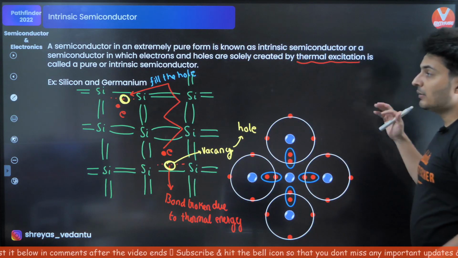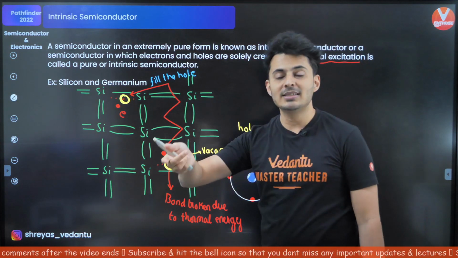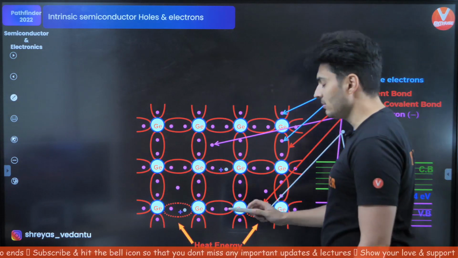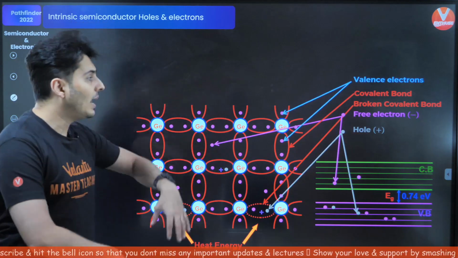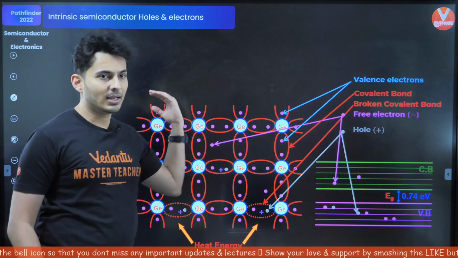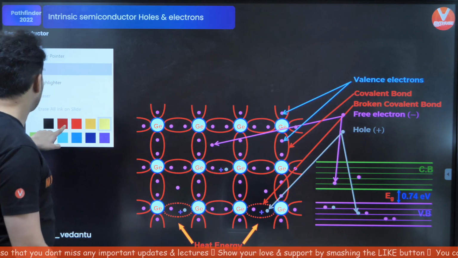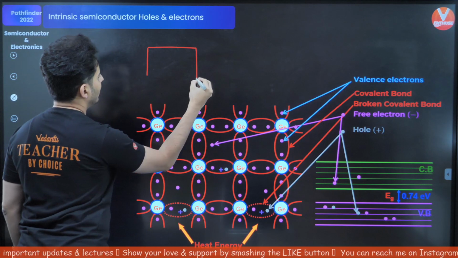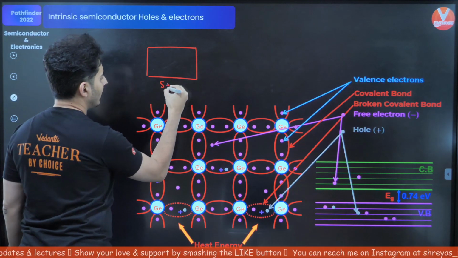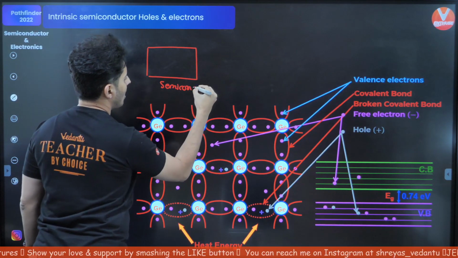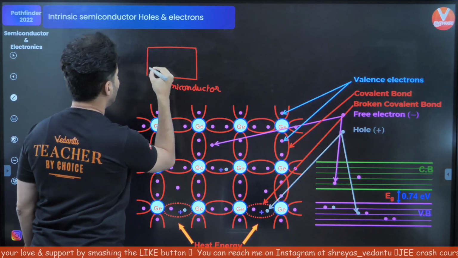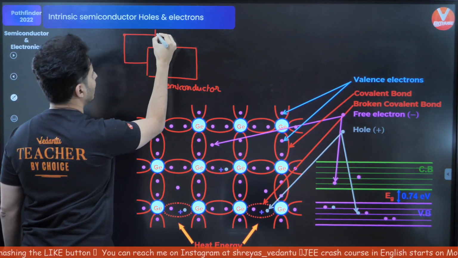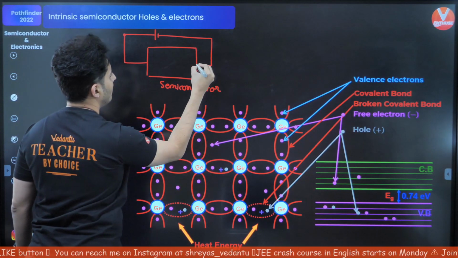Now, the flow of current happens because of these jumps. So when you connect a battery from outside, let's say for example, this is your semiconductor. It could be anything. And let's say you connect it to some battery, say for example like this.